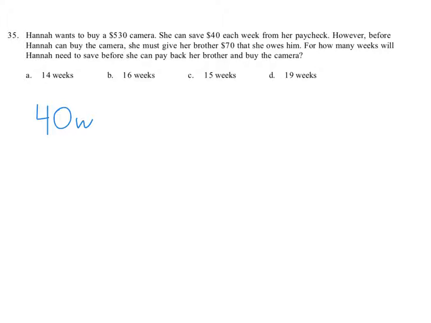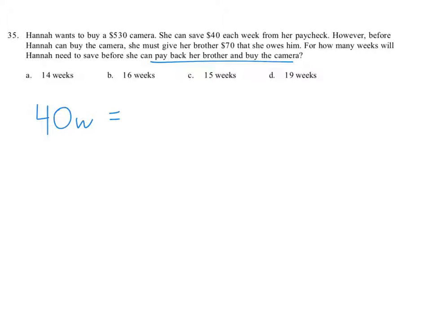However, before she can buy the camera, she must give her brother $70. So she's going to say, okay, what is the total amount that she's got to come up with? For how many weeks will Hannah need to save before she can pay back her brother and buy the camera? So we're going to combine those amounts to find the total amount we need. Well, $530 for a camera, $70 for her brother. That's $600 that she needs to come up with to pay off both her brother and the camera.